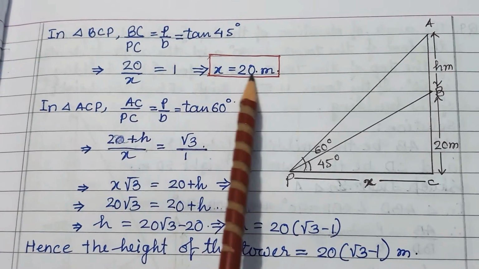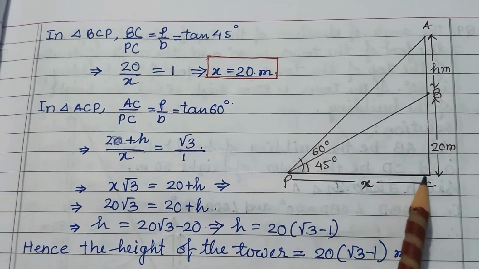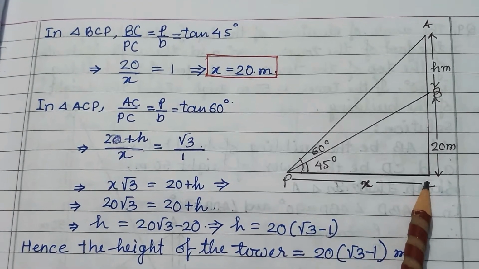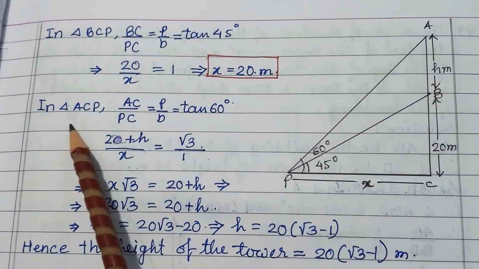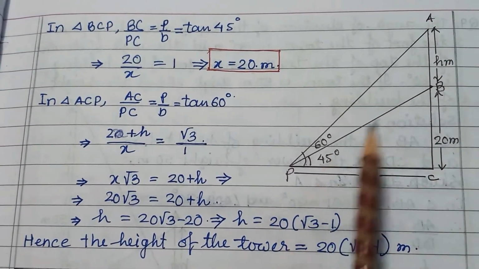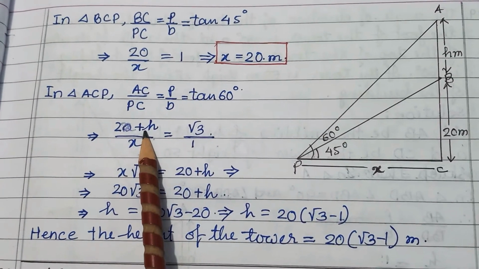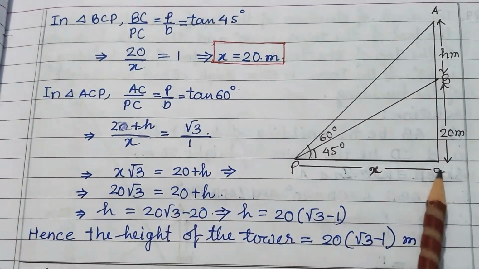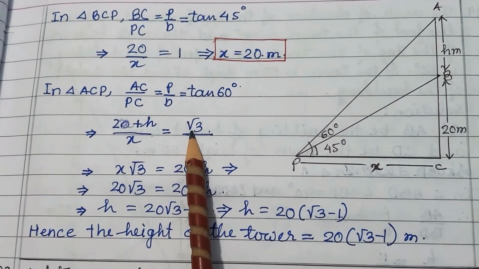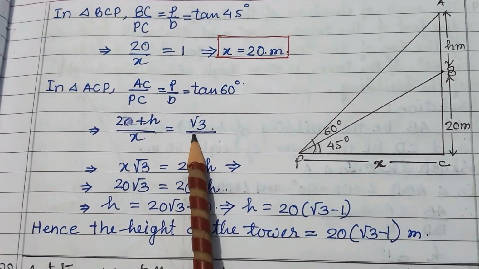So x is equal to 20 meter. x means the distance of the point from the base of the building. Now in triangle ACP, (20 + h)/x is equal to tan 60 degree. It is 60 degree, so it is root 3.